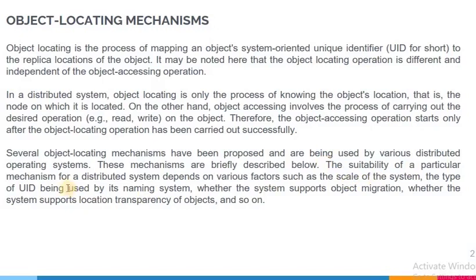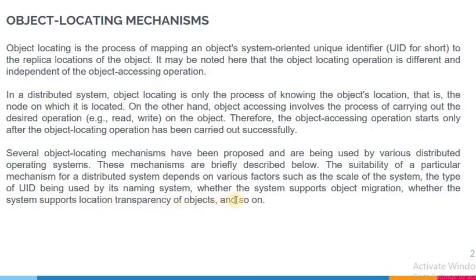The suitability of a particular mechanism for a distributed system depends on various factors, such as the scale of the system, how broad or wide the network is, and the type of UID being used, that is, the convention of keeping the names of the UIDs. You will find that in one of the techniques the name itself may hold the location of the object. Another factor is whether the system supports object migration or not. If object migrations are allowed, then certain types of techniques cannot be used. Another is whether the system supports location transparency of objects, and so on.